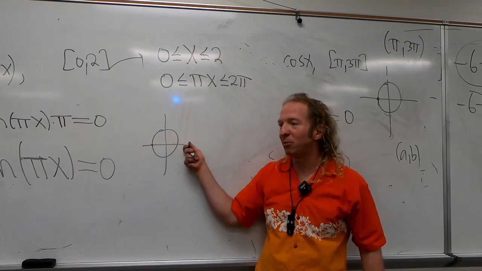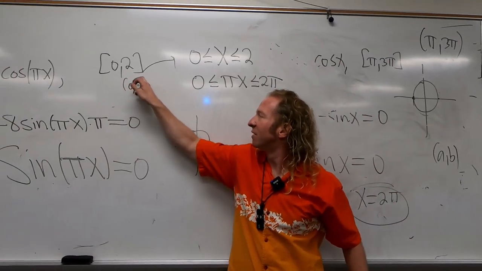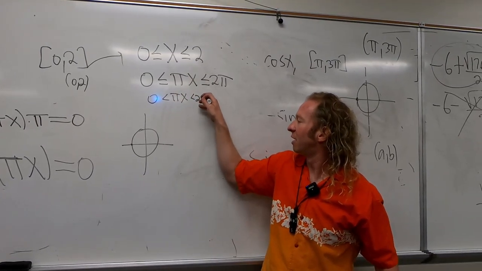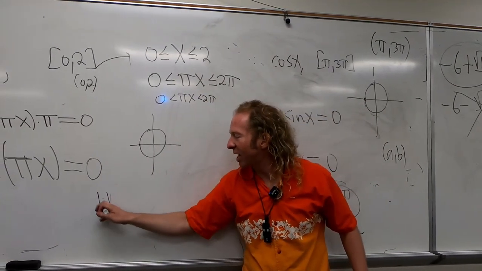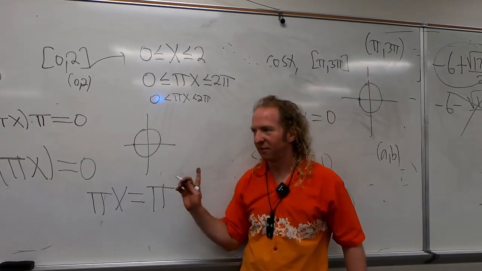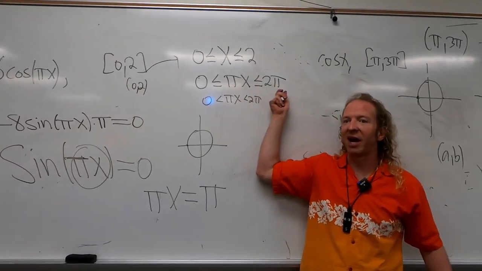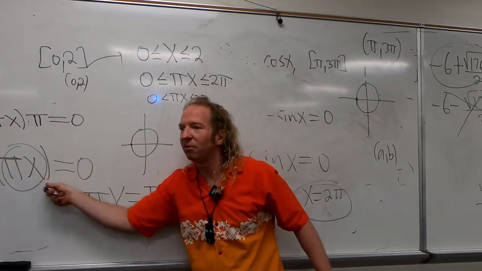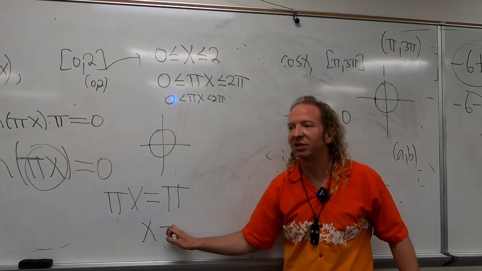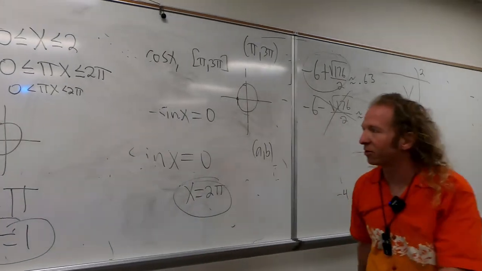Pi. It's 0, pi, and 2 pi, but you have to throw away 0 and 2 pi, because remember, it's really the open interval. So it's just going to be pi. So pi x is equal to pi, because this angle is between 0 and 2 pi. So this angle must be equal to pi. And now you can solve for x by dividing by pi, so you get x equals 1. It's really tricky. People in trig have a really hard time with this. I'll go over it again.